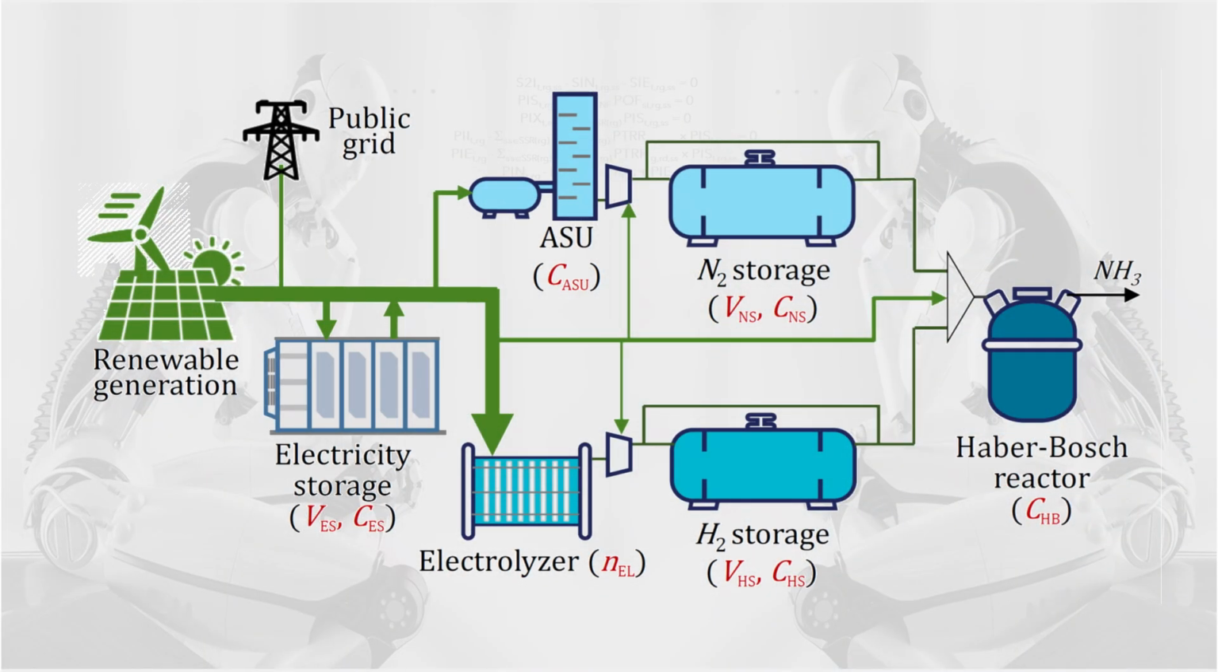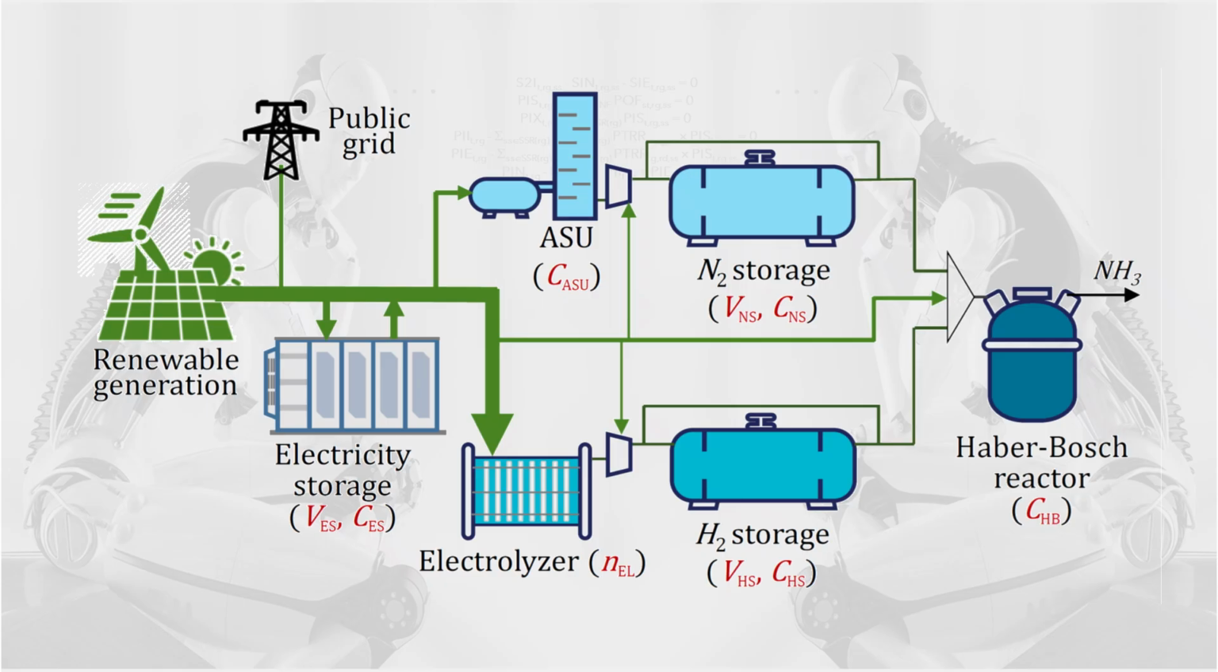To stabilize the operation of TA plants and respond to the variable renewable energy, hydrogen and nitrogen storage facilities are normally used to ensure a relatively stable feedstock for the HB reactor. Electrical storage facilities can also be used to optimize local electricity use and reduce carbon emissions. The figure shows the schematic diagram of a TA plant. The variables in the parentheses are the sizing variables to be solved.